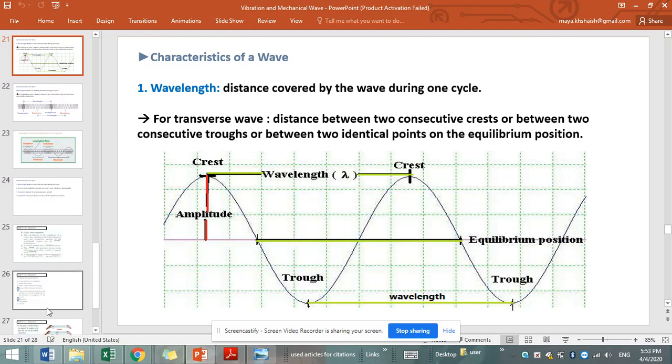Going back to this figure, the amplitude is the maximum displacement with respect to the equilibrium position. So here, what is marked by red is the amplitude. Well, period is the time needed to complete one cycle or to cover a distance equal to the wavelength. It's the time for one cycle. This is one cycle. And the frequency is how many cycles are performed or are covered during 1 second.